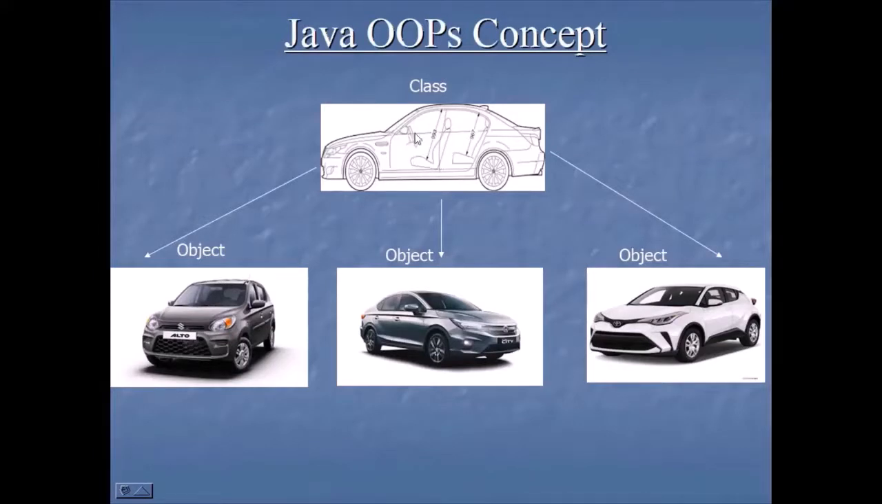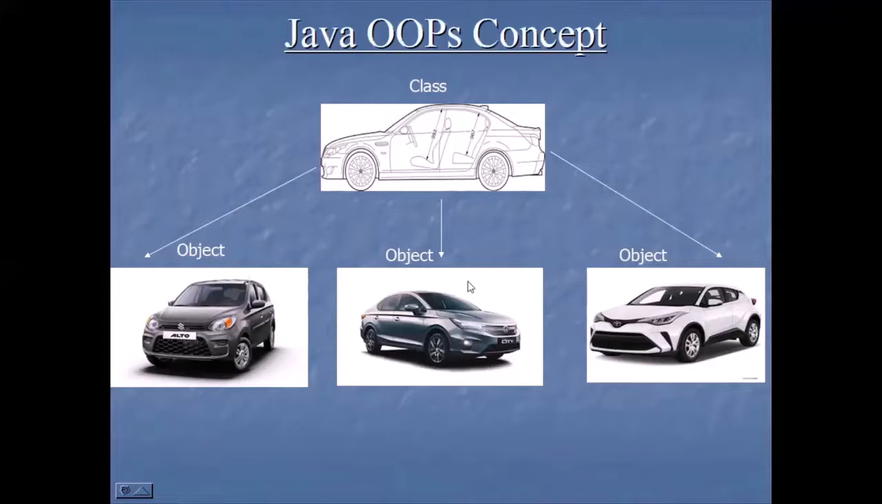In this example, car is a class. Objects are Maruti, Toyota, Honda. These are the objects. So, class is a template or blueprint for an object. Object is an instance of a class.